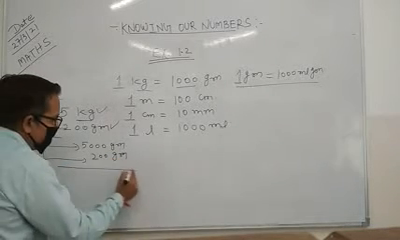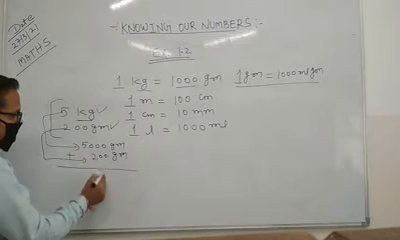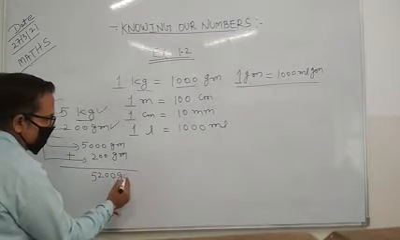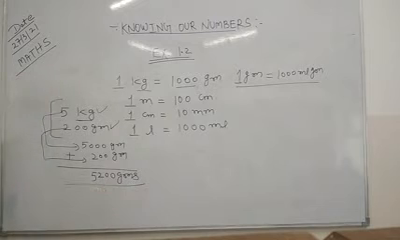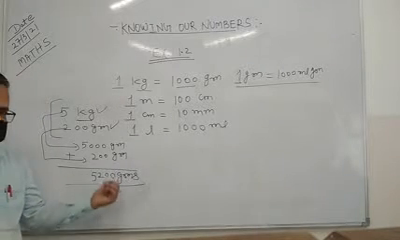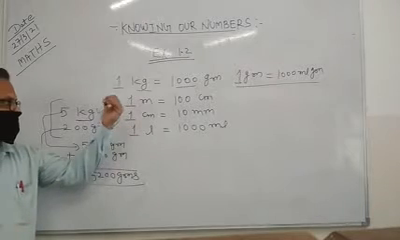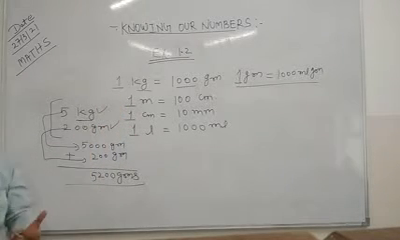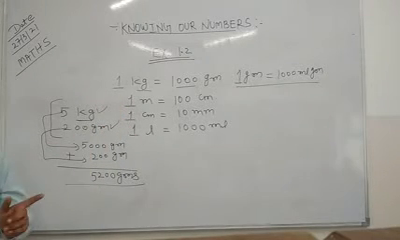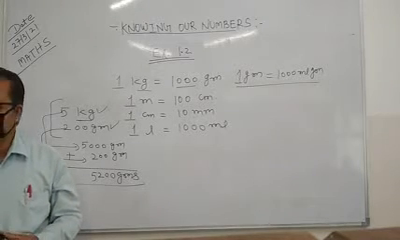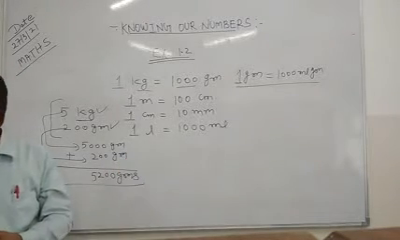So how will we add? If we add it, we get 5200 grams. We have got 5200 grams. So whenever we are adding this type of numbers with their units, the units should remain similar. What should the units be, beta? They should be similar. Then only you can add the things.